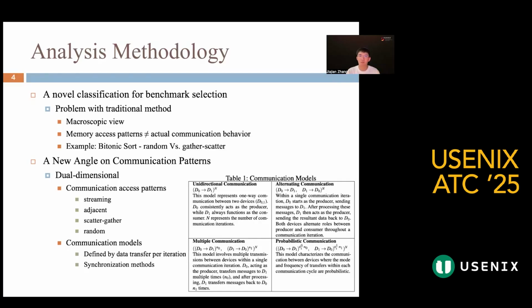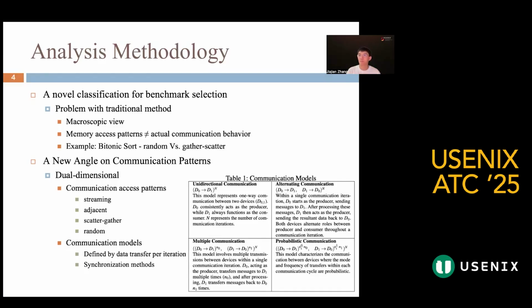But before diving into our findings, we first took a step back and looked at how GPU communication behavior is analyzed, and we proposed a new analysis methodology. Most GPU communication research relies on traditional memory access patterns to select benchmarks, but this can be misleading. These patterns generally provide a global view of memory behavior rather than reflecting the specific dynamics of device interaction.